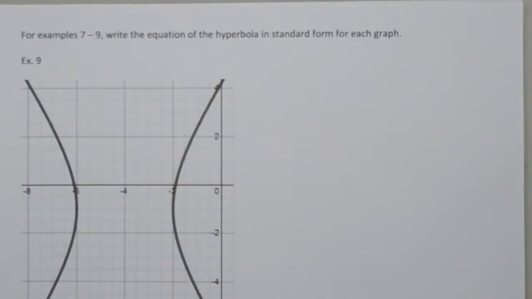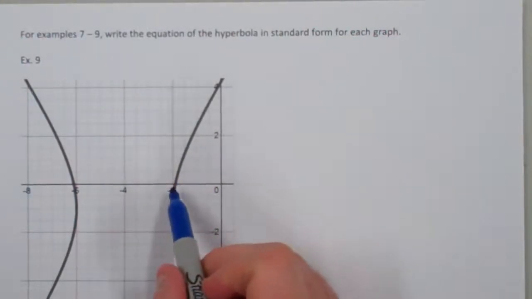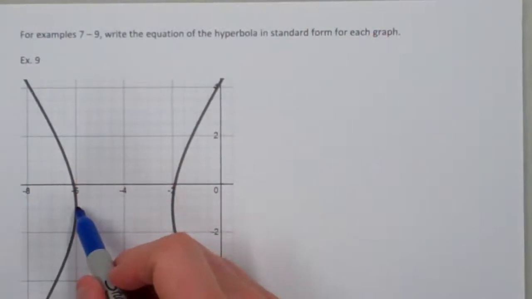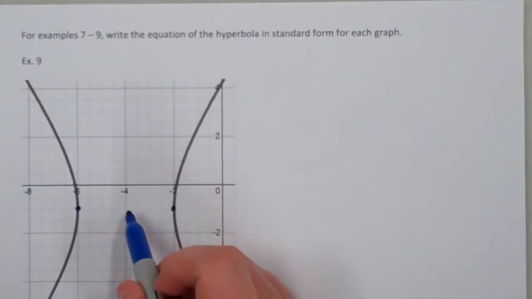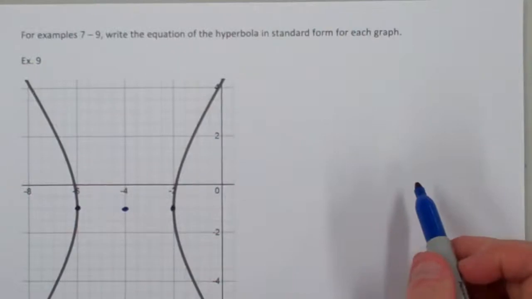One last equation to write for the graph of a hyperbola. So we're going to do the same thing we did with the other ones, and that is to try to find the center at least. At first glance, it looks like it might be right here, but what you need to do is go to each one of your vertices and try to find the point that's halfway in between those.